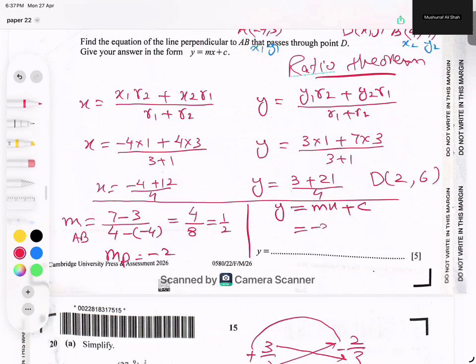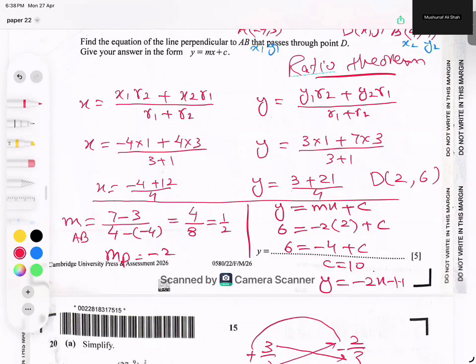And now the question is, what x and what y will we plug in? The x value is 2 and y is 6. And you know this is -4 here. So 6 = -4 + c. So -4 goes there and c becomes 10. So c becomes 10. And what is the answer? Finally, y = -2x + 10 is our final answer.